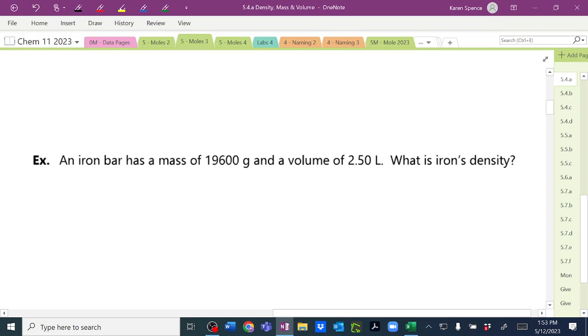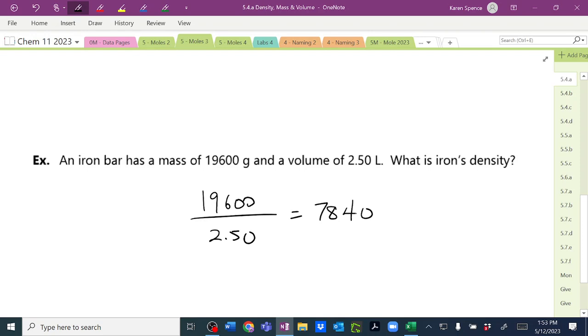So an iron bar has a mass of 19,600 grams and a volume of 2.50 liters. What is its density? So if I were to write 19,600 and divide by 2.50 and throw that into my calculator, 19,600 divided by 2.5, I get 7,840, and I'm done, right? Oh, okay, I'm not done. I need my units, so I need to have my grams and I need to have my liters. Okay, and I also need to, in my final answer, have my grams and my liters.